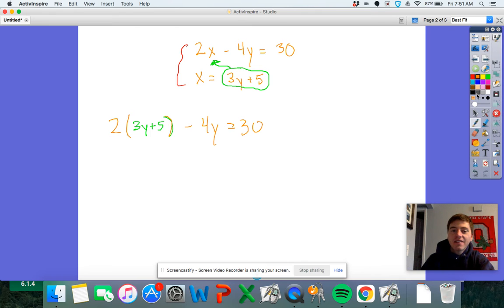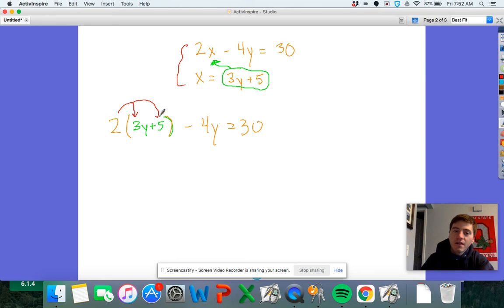So this is going to take a little bit of solving, but that's okay. We know how to do each one of these things. We know how to distribute this. 2 times 3y is 6y. 2 times 5 is 10, positive 10. And then we bring this negative 4y down because nothing happened to it. So this was the first step, simplify both sides, right?